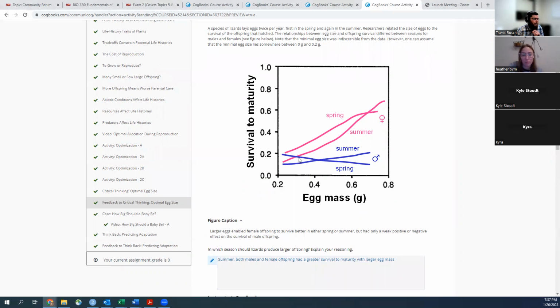Looking at it, it seems that survival to maturity for the female offspring in either season would be better with larger eggs, up to a point where this starts to plateau, so maybe up to 0.6. But for male eggs, when the egg masses got larger, there was really no benefit to it. So for smaller males in either season, you could argue maybe a little bit bigger eggs would be better for males in the spring compared to, or actually it would be the opposite, in the summer compared to the spring, because they do cross.